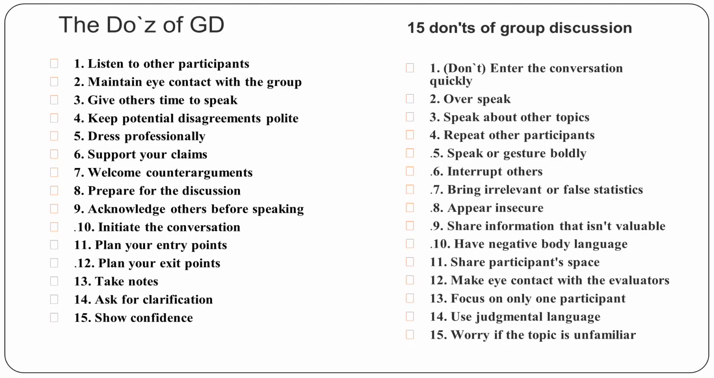Speak or gesture boldly, interrupt others, bringing irrelevant or false statistics, appearing in an insecure way, sharing information that isn't valuable, having negative body language, sharing participant space, making eye contact with the evaluators, focusing only on one particular participant, or using judgmental language, taunting or trying to abuse anyone. These are the things which are not at all allowed in group discussion.